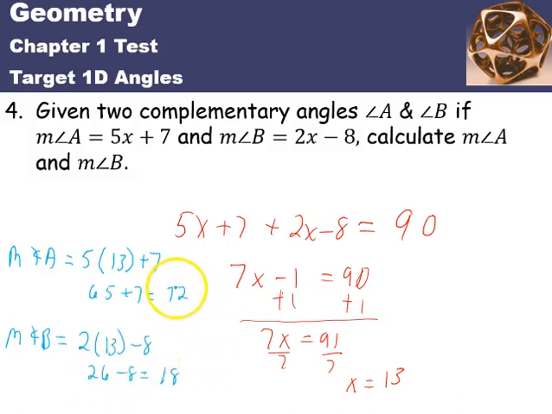Now these are not equal, but they don't have to be, but they do have to add up to 90. So let's just double check that. 72 plus 18 is 72 and 8 is 80 and 10 is 90. So it checks. So 72 for A and 18 for B.